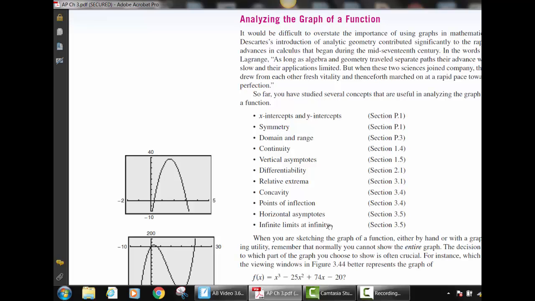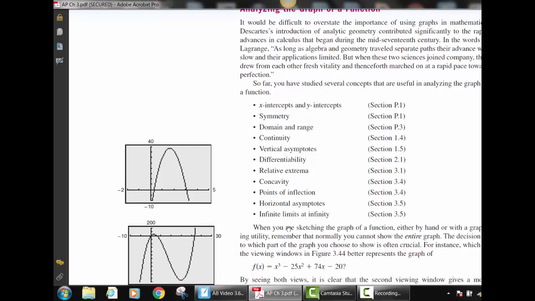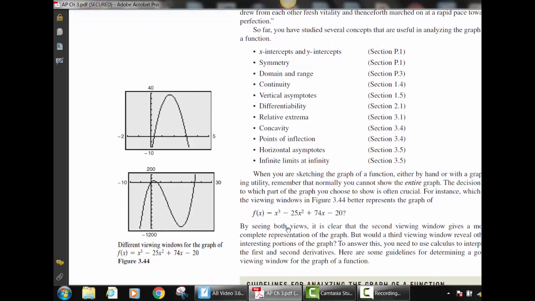And infinite limits at infinity, that's when the graph, for example, over here goes up forever or down forever at either end. And that's basically rational function and just end behavior, what happens as you go to the far right, what happens as you go to the far left. So infinite limits at infinity.